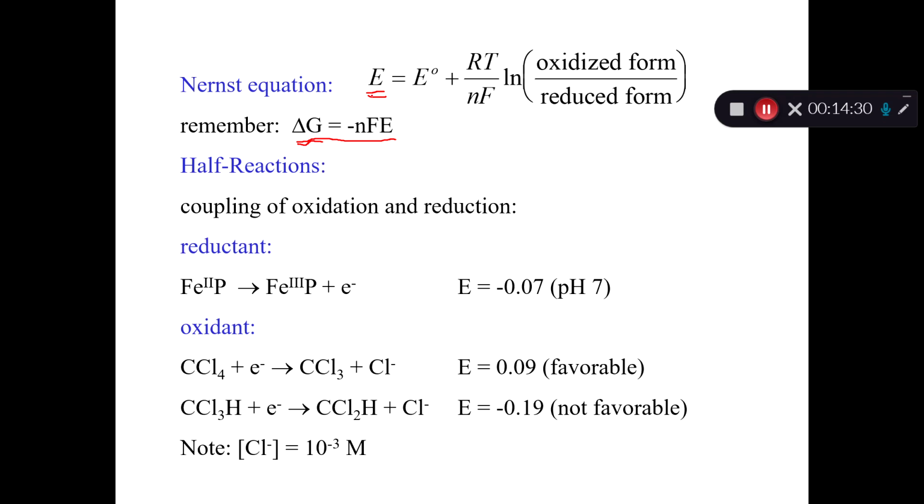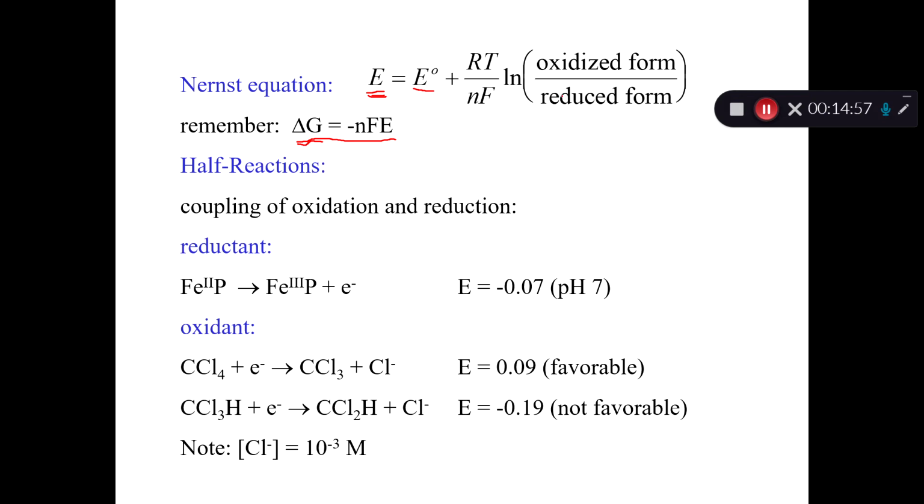So E, the electrode potential of the reaction, is equal to E naught, which is like delta G naught. It's the free energy change of the reaction when everything is at its reference state, so 1 molar of everything, 25 degrees C and everything else, plus RT divided by n times F. Again, n is the number of electrons changing hands, and F is Faraday's constant, times the natural log.